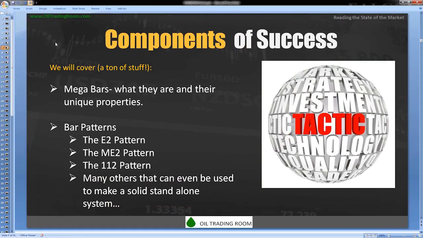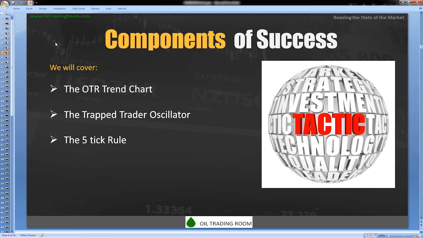We're going to talk about the megabars that we use in the room. It's a form of a Renko bar. We're going to talk about different kinds of bar patterns. These are encompassing patterns. The E2 pattern is encompassing pattern 2. The Me2 pattern is a variation on the E2 pattern. The 112 pattern, and many others that can be used to make a standalone system. We've got people in the trading room that just trade the 112 pattern, for example, in context, of course.